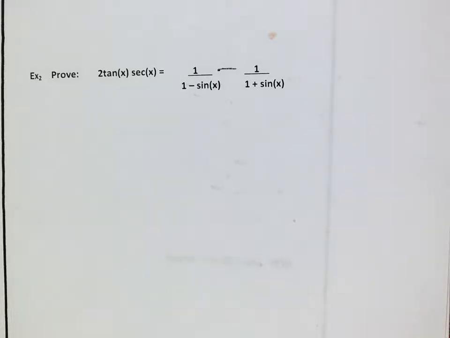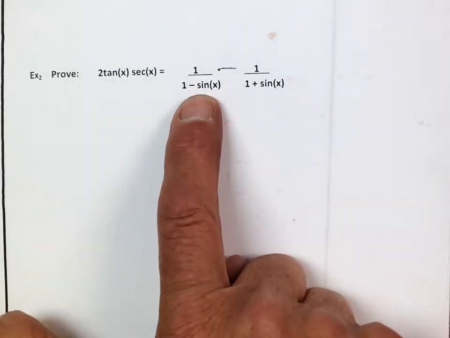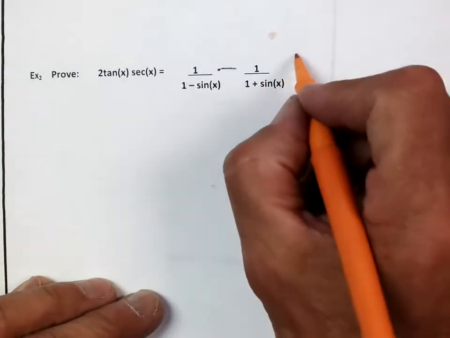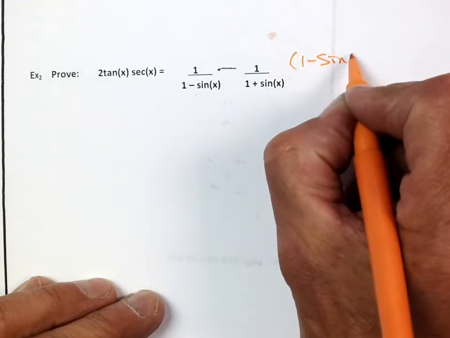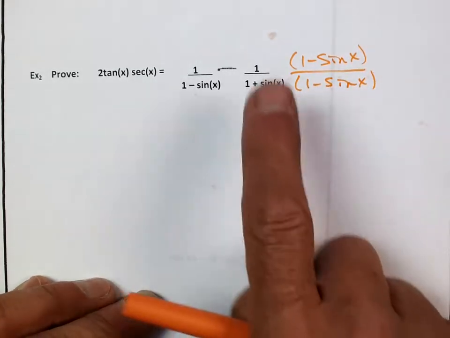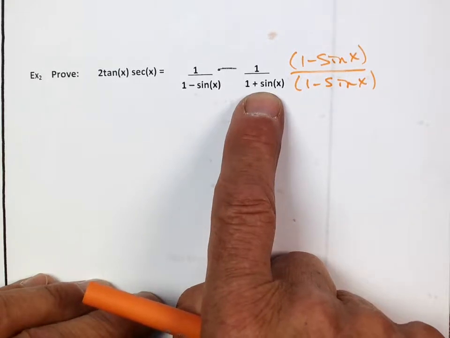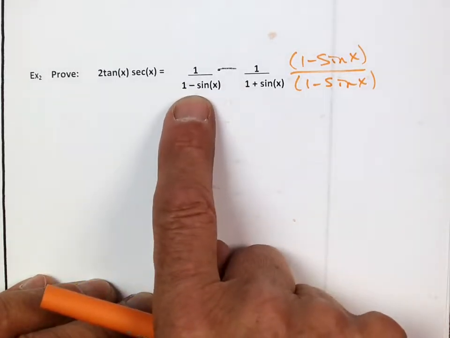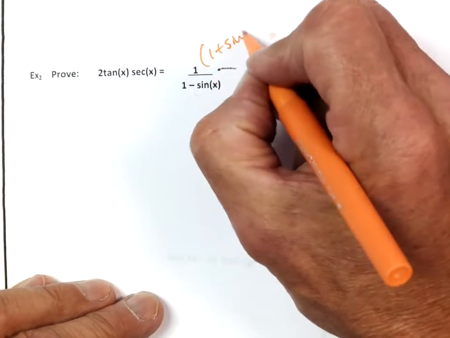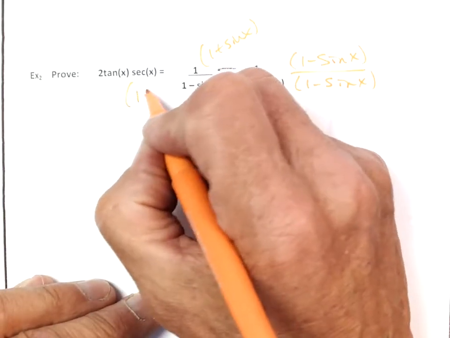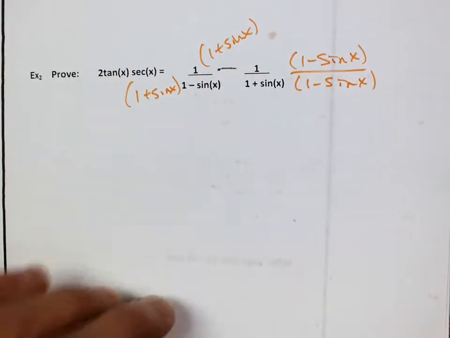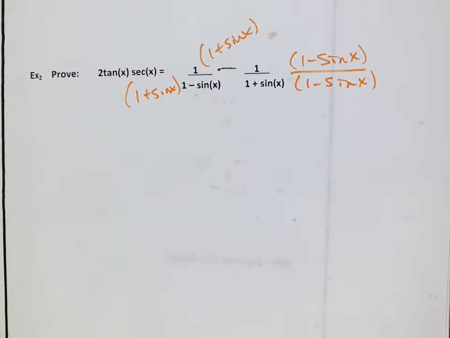So if I'm thinking common denominator, this fraction has 1 minus sine, so this one needs a 1 minus sine. This fraction has a 1 plus sine, so this fraction needs a 1 plus sine for them to have a common denominator. So I'm going to multiply this by a 1 plus sine of x, okay? So I'm working on the right-hand side this time, right? So let's see what I have.